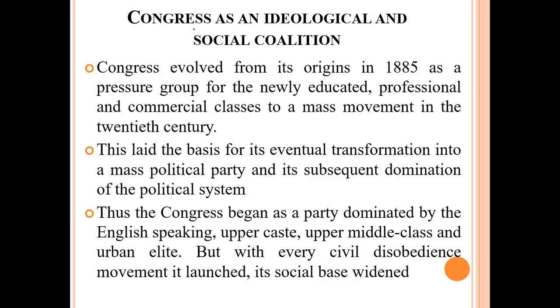Congress as an ideological and social coalition. Congress tried to get support from almost all types of ideological people. So Congress evolved from its origin in 1885 as a pressure group. First it worked as a pressure group for the newly educated professional and commercial classes, and this laid the basis for its eventual transformation into a mass political party.